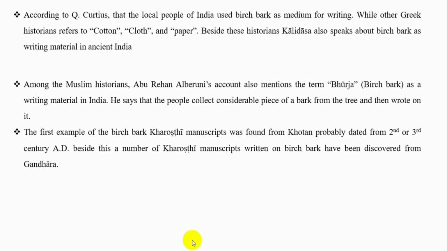According to Curtius, the local people of India used birch bark as a medium for writing, while other Greek historians refer to cotton, cloth, and paper. Besides these, the poet Kalidasa also speaks about birch bark as a writing material in ancient India. Among Muslim historians, Abu Rayhan al-Biruni's account also mentions the term burja, birch bark, as a writing material in India. He says that people collect considerable pieces of birch from the tree and then write on it.